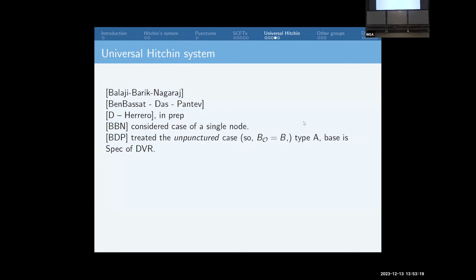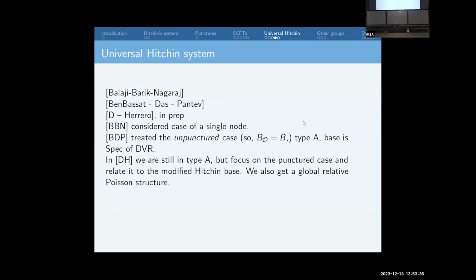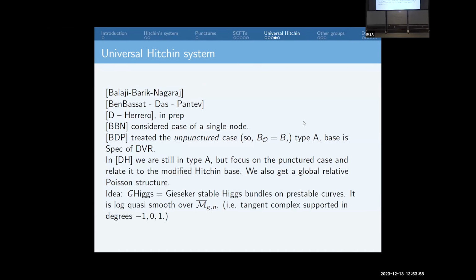So there are no punctures. There's no Poisson structure, it's just a symplectic structure. They also work with respect to DVRs and they're able to completely treat that case. And the paper that our group is finishing is still in type A, but we focus on the punctured case because that's what we need to look for filtrations related to the modified Hitchin base. And we also get a global relative Poisson structure.